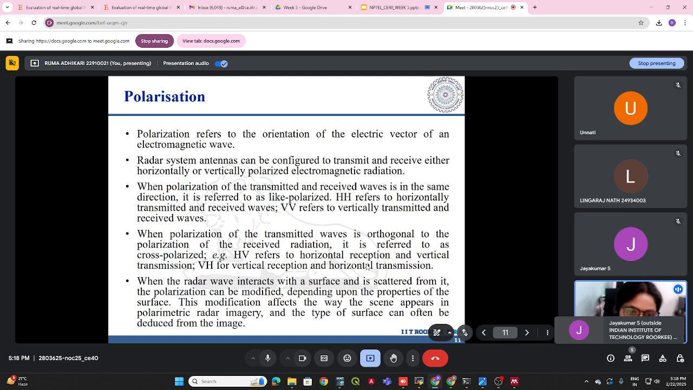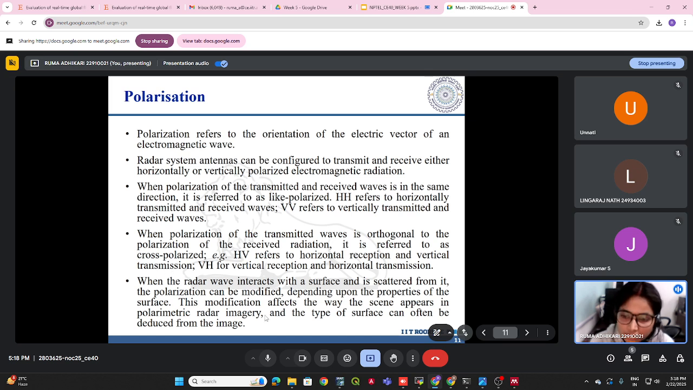So HH refers to the horizontally transmitted and received waves. That is called co-polarized. If we transmit H and receive the same H, it is called co-polarized. And when we transmit V and receive H, that is called cross-polarized. So these are nothing but the terms that we use.